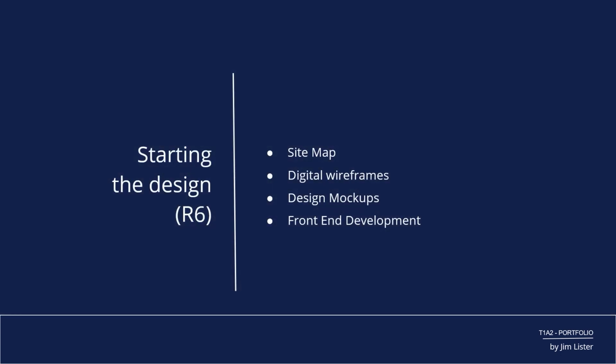Starting the design. Just briefly about this section, which typically refers to requirement 6 on the outline. I've mixed up the order of these requirements to better communicate my process. Essentially, I wanted to talk about these concepts initially because they're all part of the ideating stages of creating a website: sitemap, digital wireframes, design mockups or prototypes, and finally starting on the front-end development.